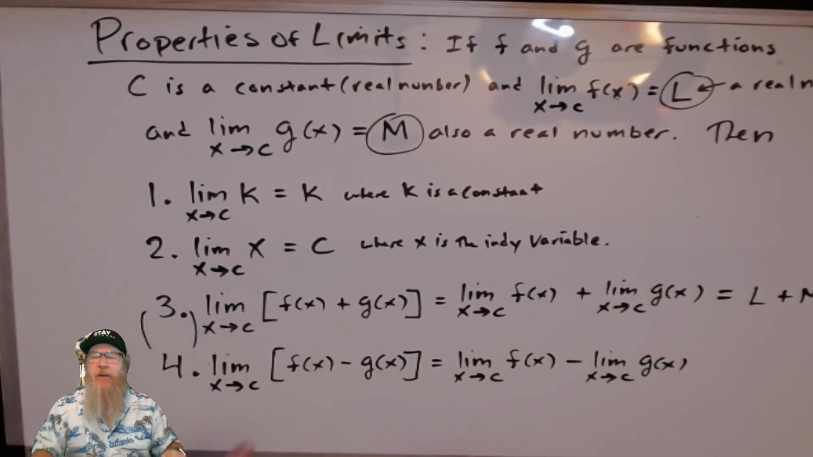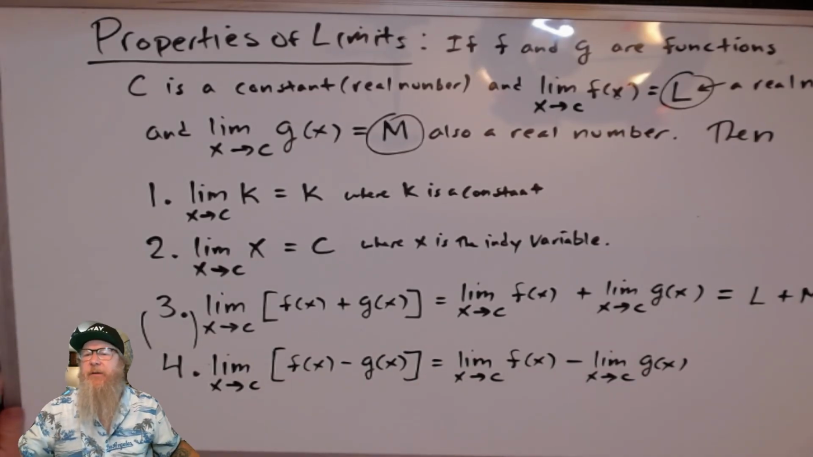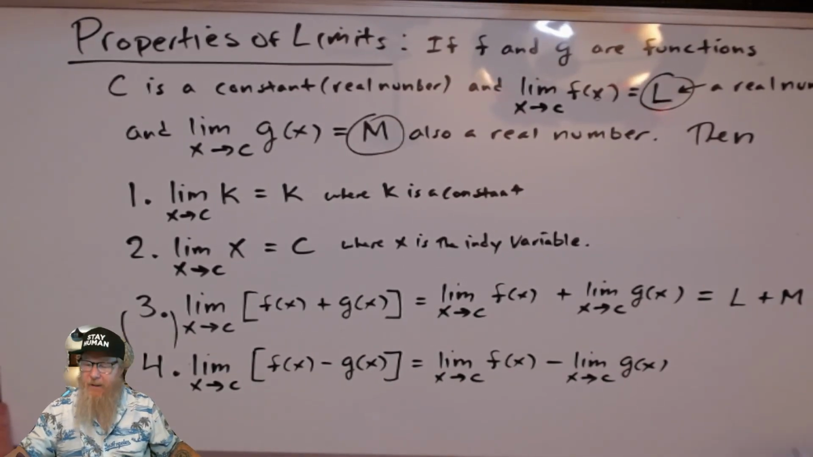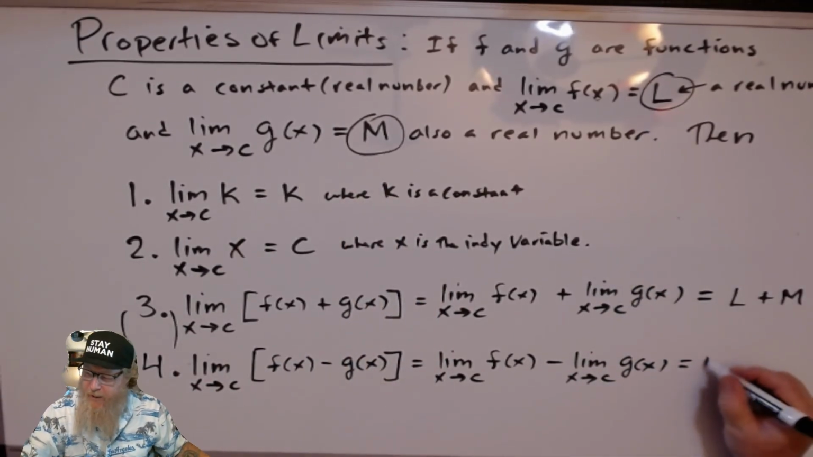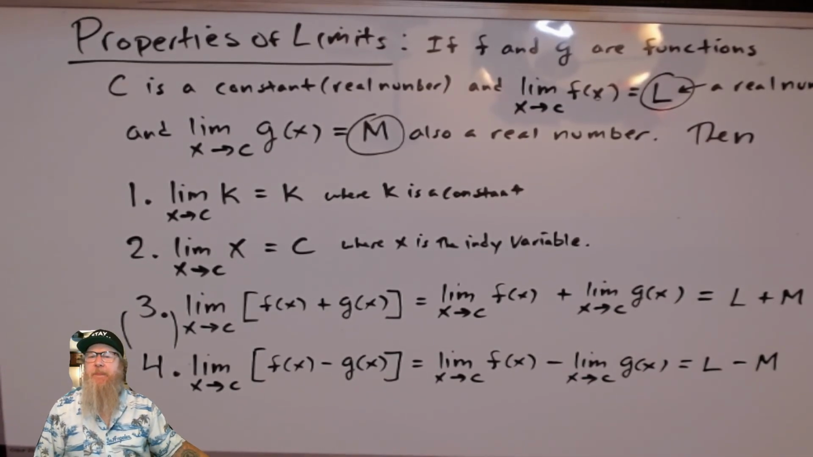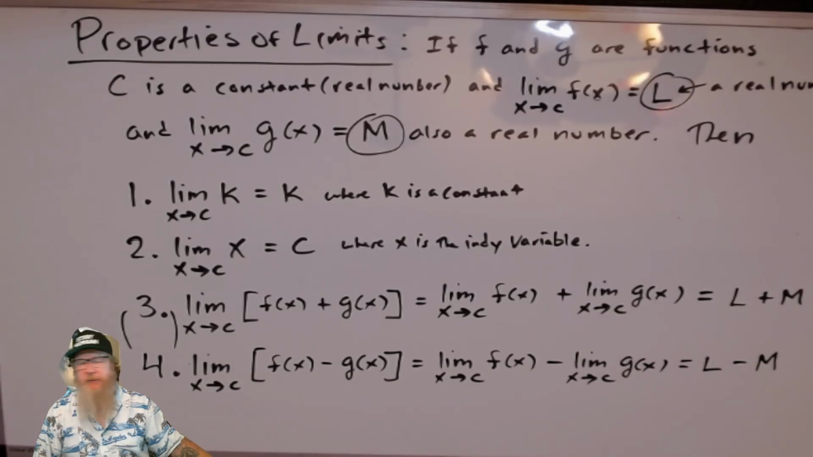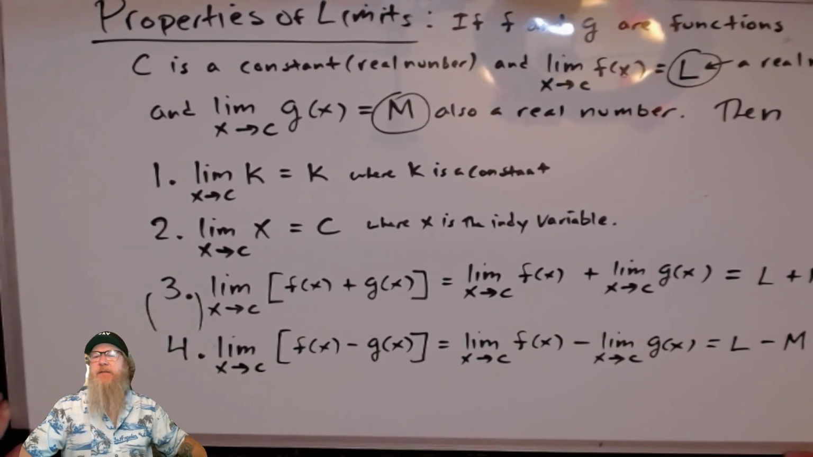So the limit of the sum is the sum of the limits. The limit of the difference is the difference of the limits. And again, because these limits exist and we know that they are real numbers, this is just L minus M. Okay. Let's see if I can squeeze in one more before I have to erase.